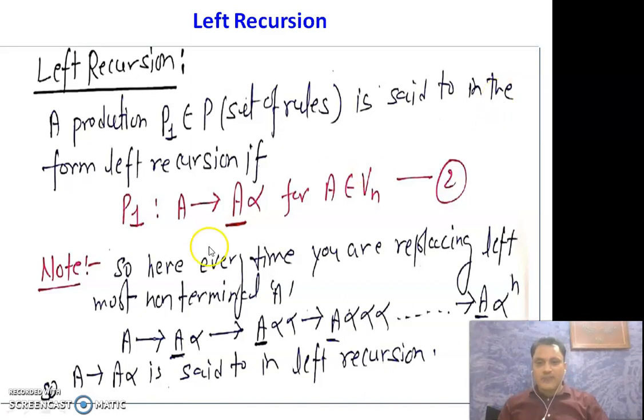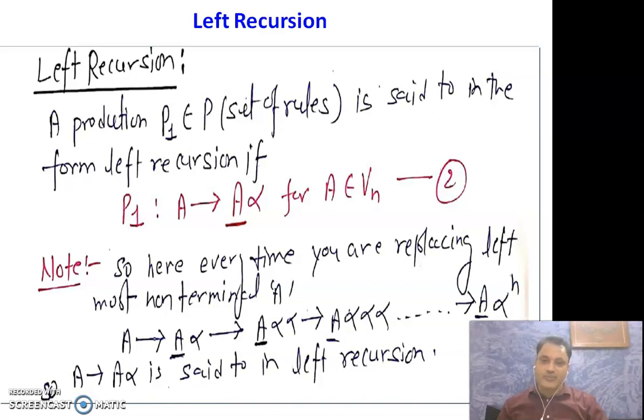A production P1 is said to be left recursive if it is in the following form: A derives capital A alpha. Clearly see here, A is a non-terminal variable, and A is the leftmost symbol on the right-hand side. So whenever this production is used to derive any string and we replace A, then this production will call itself again and again. If we have not handled this problem carefully, it will be a never-ending loop. So this kind of production is said to suffer from left recursion.